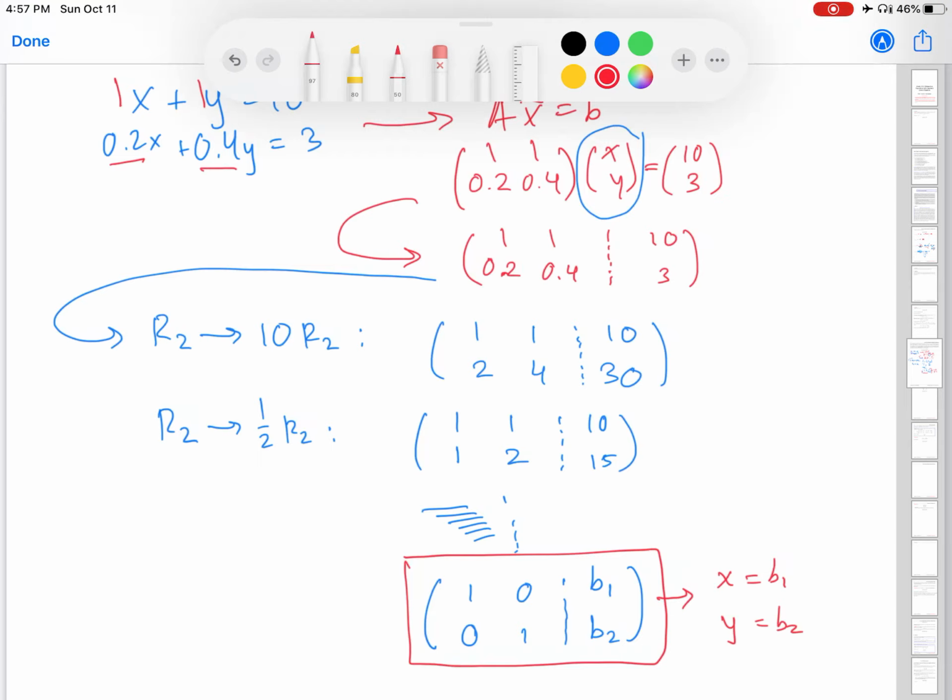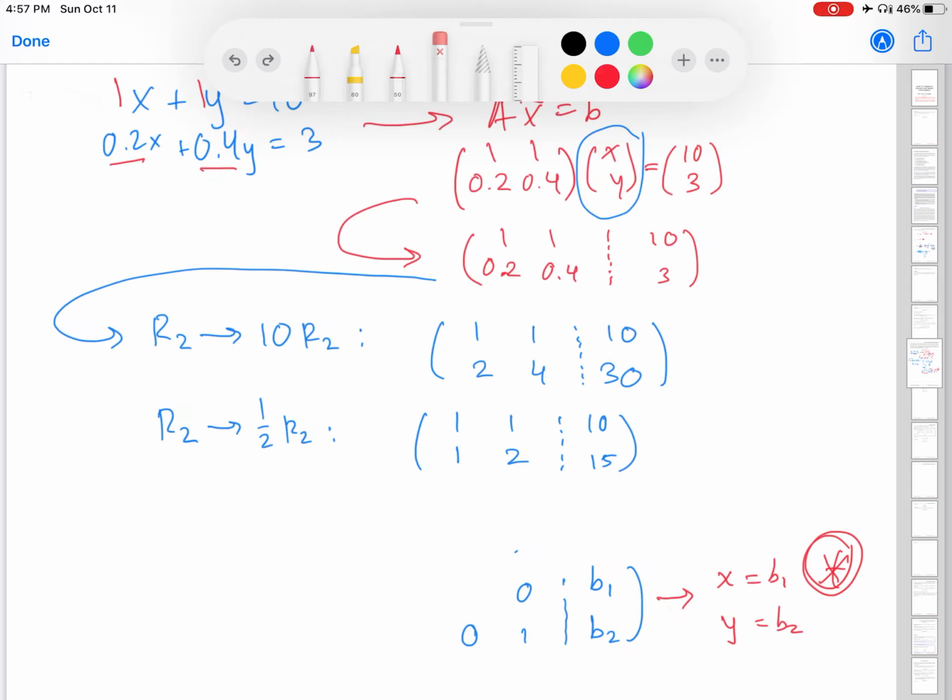What I mean by this particular form: the first column has a 1 and then a 0. The second column has a 0 and then a 1, right? If I can get the augmented matrix into that form, then I can just literally read off the solution. I will say x equals B1, y equals B2. So that's where we want to head with the next few steps in the augmented matrix that we're about to do. So that is going to motivate the next step that I'm going to do here.